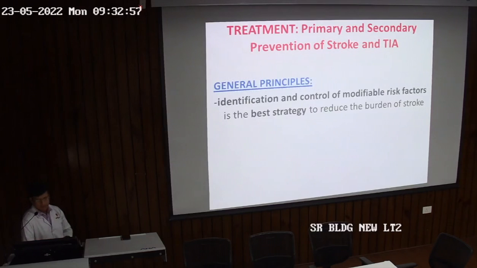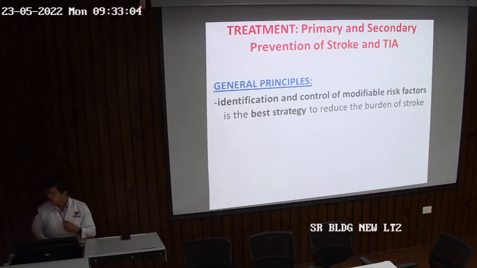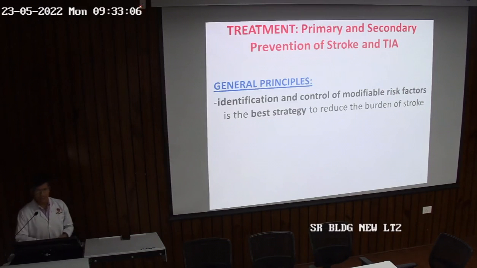Now come to the prevention part. How will you prevent these patients from going to the stroke and TIA? So, primary and secondary prevention of the stroke and TIA. So what is primary prevention? When we give some treatment before the onset of any event, it is known as the primary prevention.